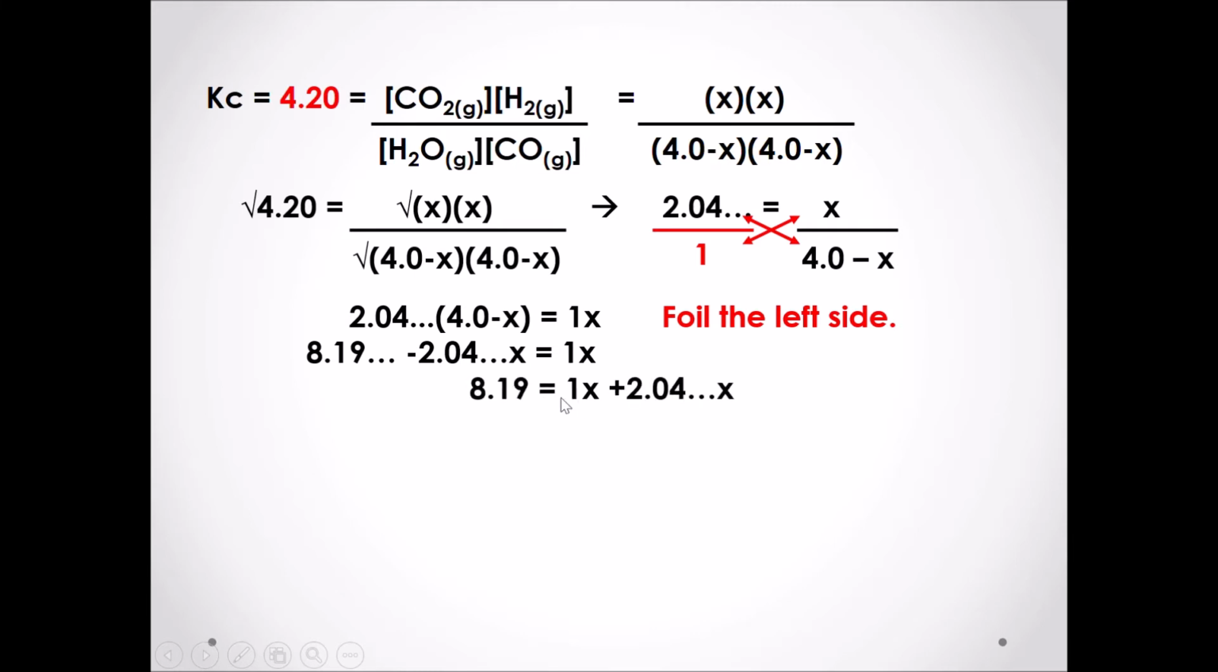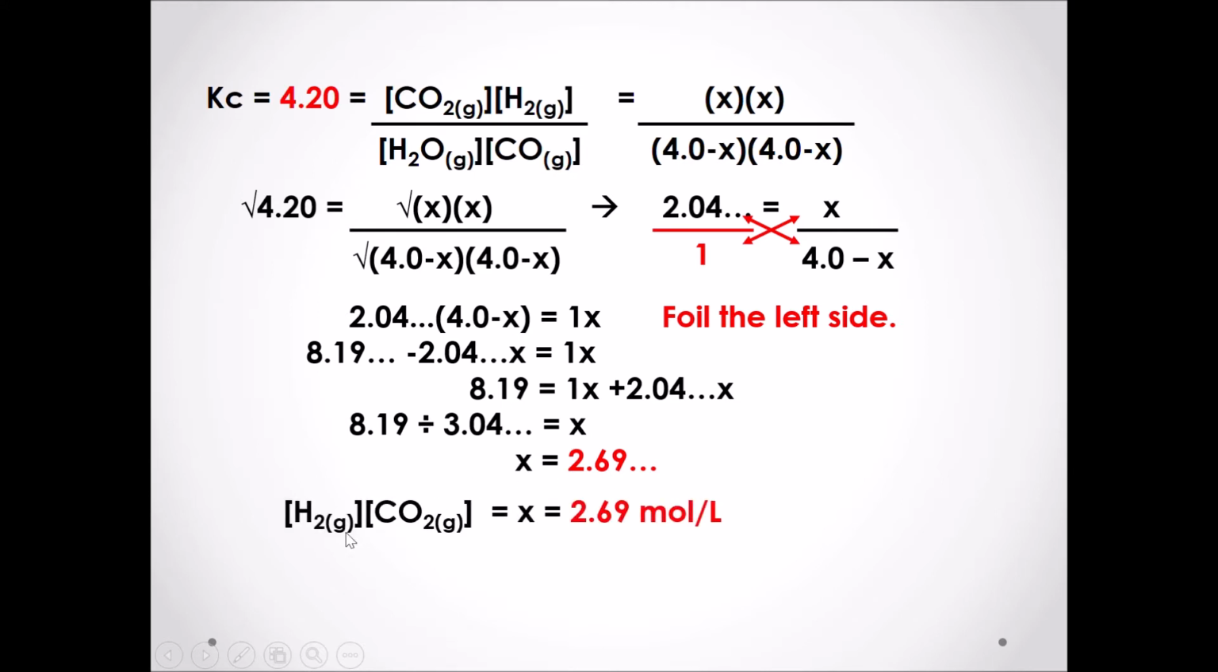We then have to bring both x values to the one side of the equation. When we take the minus 2.04x and we bring it to the other side of the equation, it becomes positive. This will give us a total of 3.04x on the right side of the equation, which we can then divide on the opposite side to solve for x. As a result, x is equal to 2.69. The concentration of both products is then equal to x, which is equal to 2.69 moles per liter.